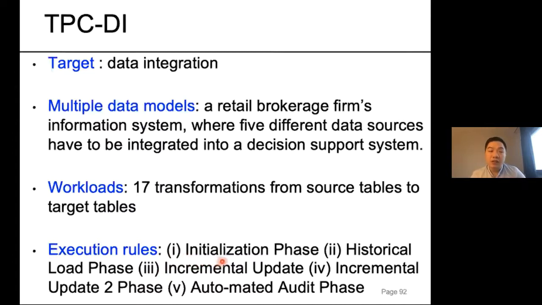So the first phase is the initialization phase, which is an untimed phase, and then the historical load phase, and the incremental update first phase, and the incremental update second phase, and finally the automated audit phase. So this execution model consists of both timed and untimed parts, and it's not permitted to begin processing of a phase until the previous phase has completed.